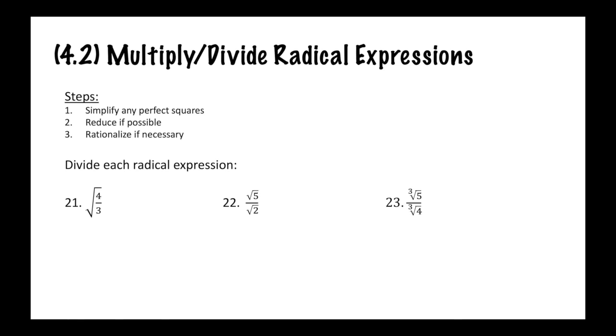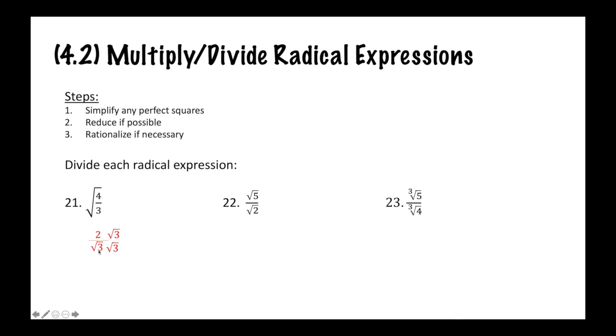On 21, I start this the same way. I'm going to look for perfect squares, and the square root of 4 is going to give me 2. So I am going to get 2 divided by the square root of 3 here, and this would not be there initially. Now from here, 2 over root 3 is not an acceptable final answer, and that is because I have a radical in the denominator.